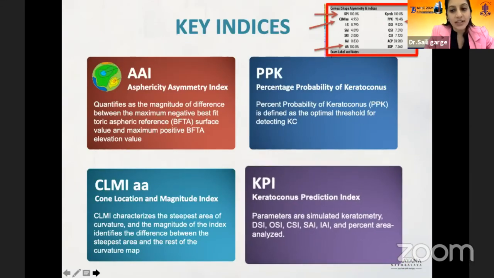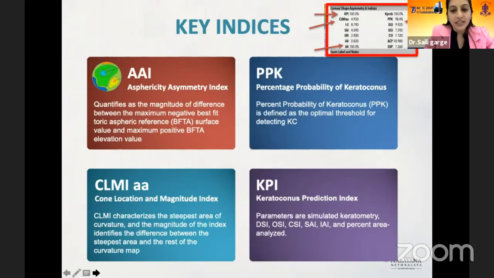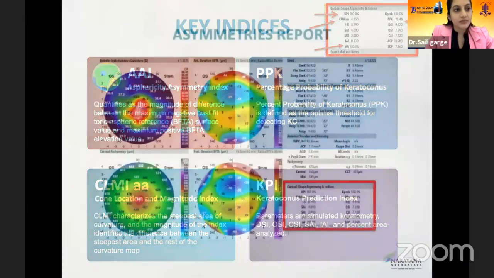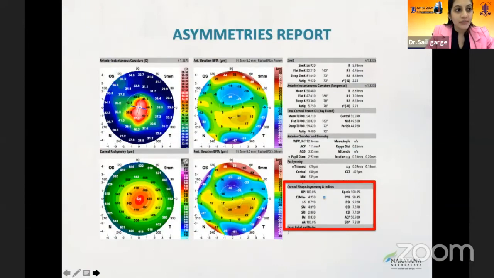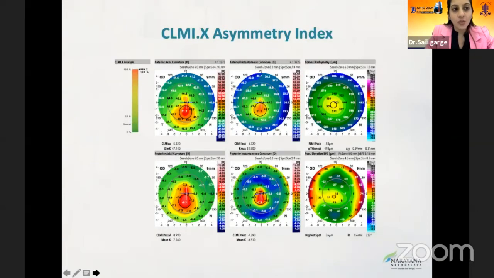The keratoconus prediction index parameters which are analyzed are simulated keratometry, DSI, OSI, CSI, SAI, IAI, and percent area. This is the asymmetry map showing the keratoconus indices. The CLMI provides a robust index that can detect the presence or absence of a keratoconic pattern in corneal topography maps.